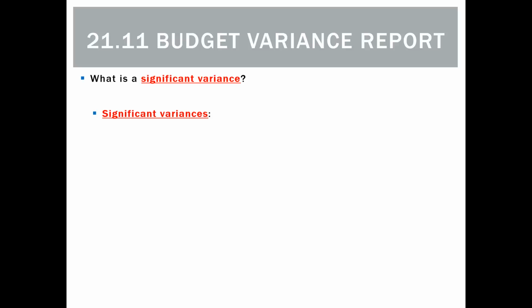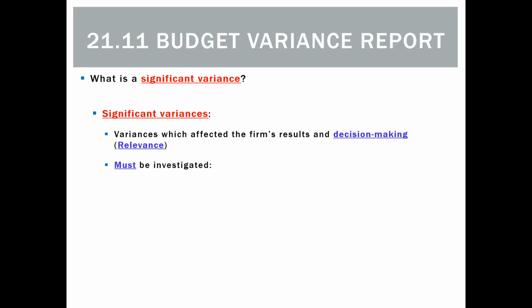There's no set figure or percentage that we can give you. We just define a significant variance as one which affects the firm's results and decision making. So we go back to the qualitative characteristic of relevance. If something's material enough to have affected our decision making, then we need to investigate it and take corrective action.